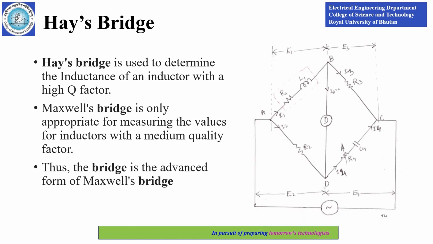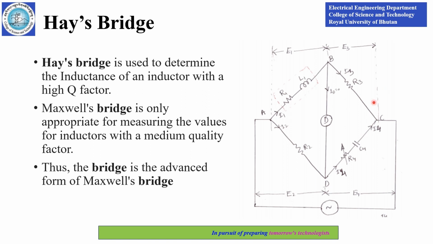In Hayes bridge, the capacitor is connected in series with the resistor. The voltage drops across the capacitor and resistor are varied, and in Maxwell's bridge, the capacitor is connected in parallel with the resistor. Thus, the magnitude of a voltage passing through the resistor and capacitor is equal.